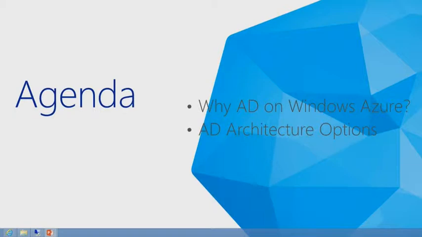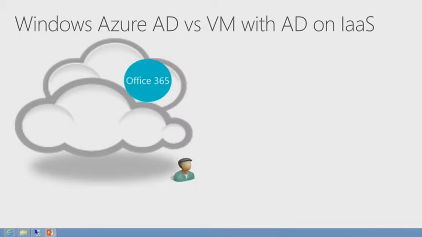To break this into two parts, this is going to be a short module. Why should we even care about it more specifically? And then secondly, what are some architecture options that you might have as you think about Azure and Windows Azure AD? First off, there's some confusion out there that I want to clear up, with a little history behind Active Directory and Windows Azure Active Directory.